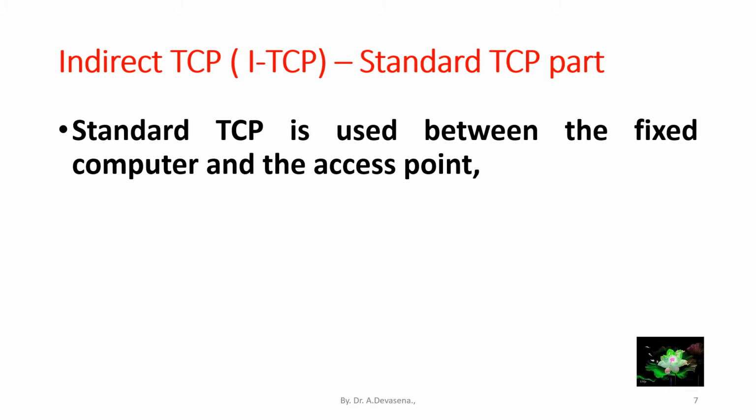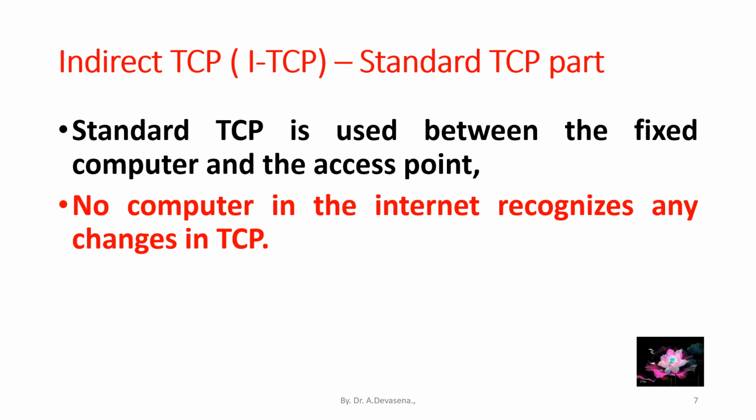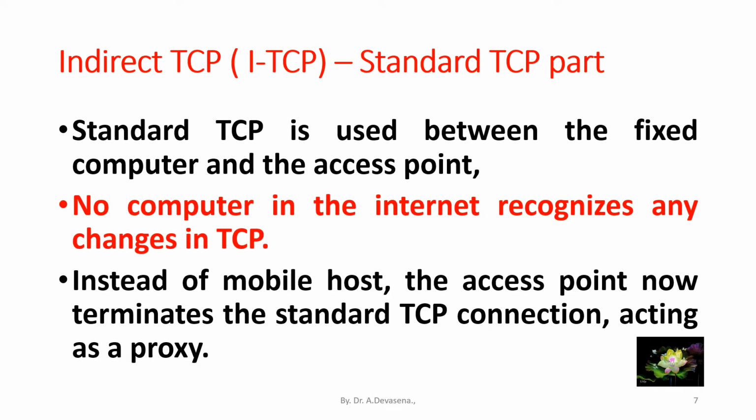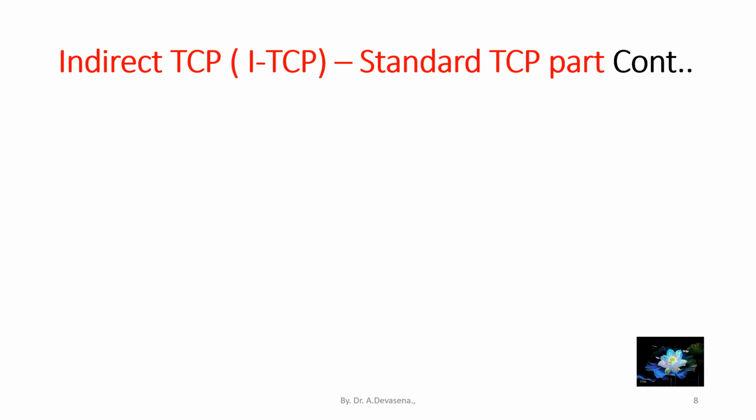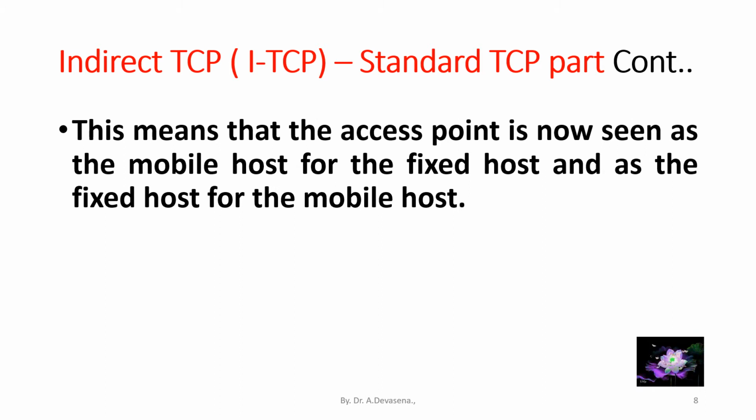Let us see the standard TCP part in the indirect TCP. Standard TCP is used between the fixed computer and the access point. No computer in the internet recognizes any changes in TCP. Instead of mobile host, the access point now terminates the standard TCP connection, acting as a proxy. This means that the access point is now seen as the mobile host for the fixed host and as the fixed host for the mobile host.